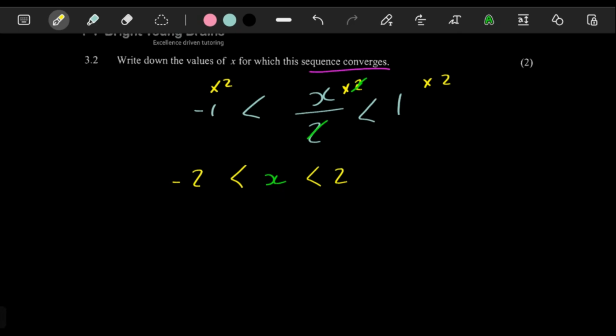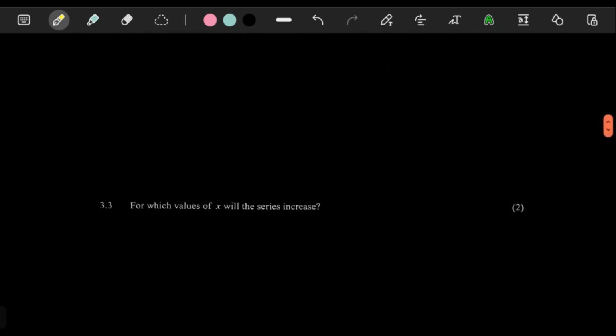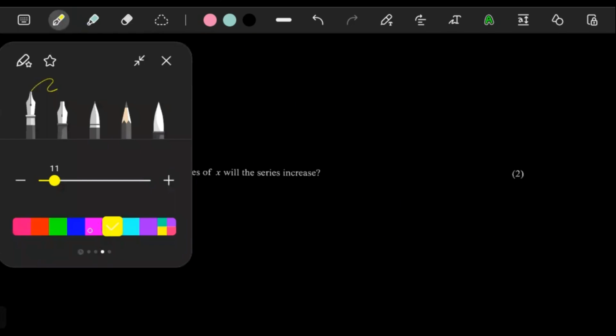So moving on, let's see what we can say. So in this situation, you can write out this in the beginning, and then this, and then this. All three is good for you to write out. The next one says, for which values of x will the series increase? That's kind of interesting. Funny enough, it's just the opposite. No, it's not necessarily the opposite.